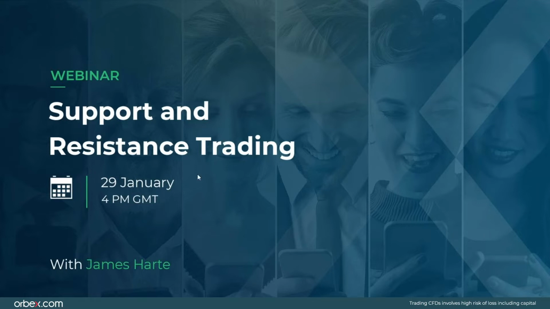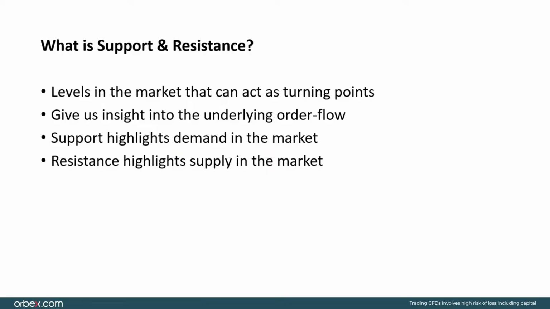Okay, so let's jump in then and kick off with, first of all, what is support and resistance? So when we're talking about support and resistance, we're talking about levels in the market that actually give us some insight into the underlying order flow. So support levels tell us where there has been demand in the market previously and where we can anticipate that demand remains, and resistance tells us where there has been supply in the market and where we can anticipate that supply remains. And really, that is all this boils down to.